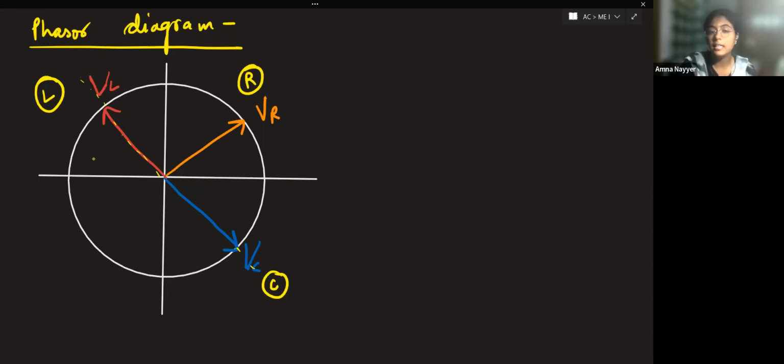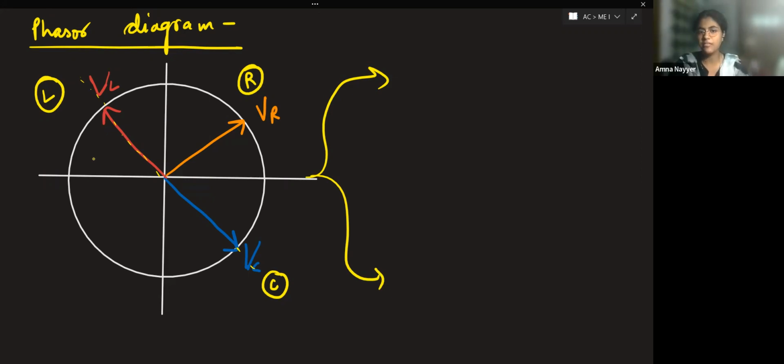Now, what is the ultimate circuit depends upon the exceeding factor. See, if you have two vectors which are exactly in opposite direction, for example, this VL and VC both are exactly in the opposite direction, right? So what will be the net value of voltage if two vectors are making an angle of 180 degrees? You subtract it. If two vectors are in the same direction, you add it. But if two vectors are in the opposite direction, you subtract both the vectors.